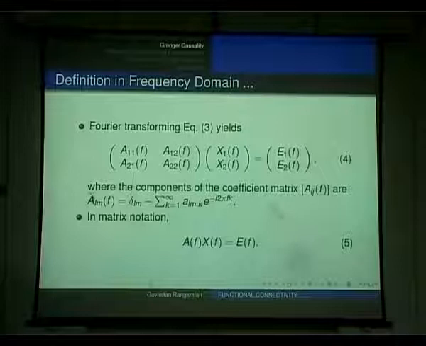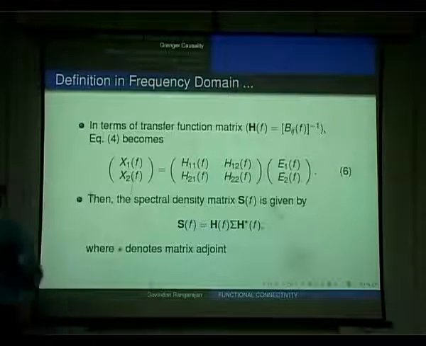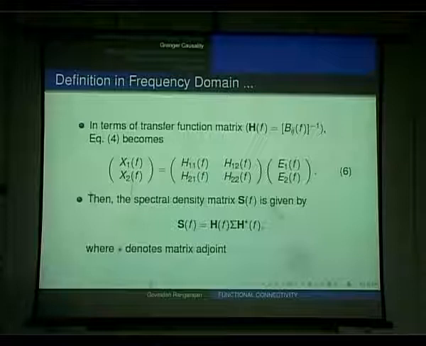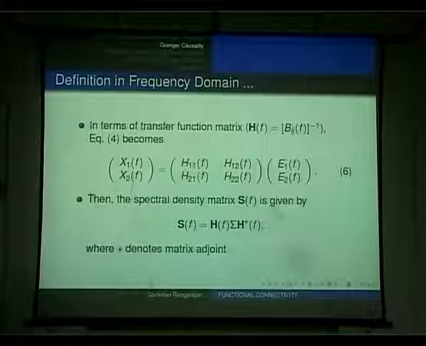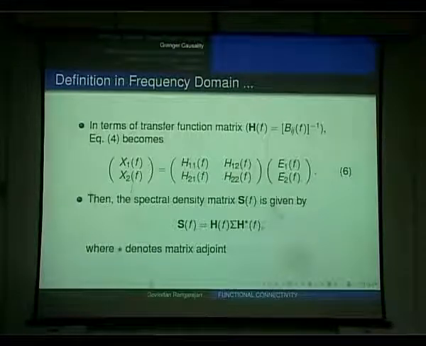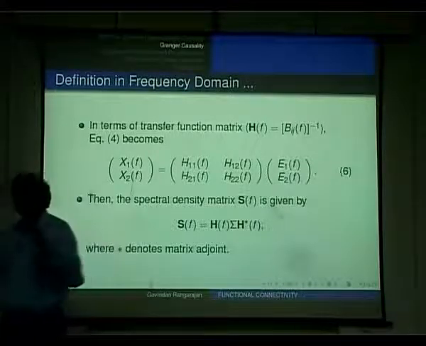So you have something like A(f) acting on X(f) is equal to E(f), and it turns out for the autoregressive processes we're interested in, you can invert this and get X in terms of the error through what are called transfer function matrices. The concept of transfer matrices comes from the electrical engineering literature. Once you have these transfer functions, you can build what's called the spectral density matrix, S, in terms of the transfer functions and the covariance matrix of the noise. Essentially, the diagonal terms in the spectral matrix correspond to your usual power spectrum of the process.